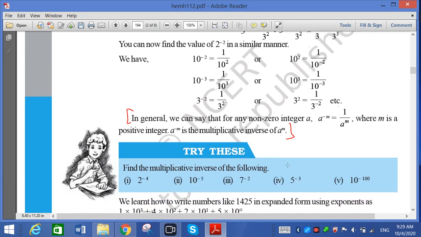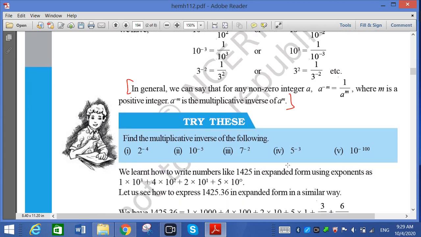Now we go for the multiplicative inverse. Find the multiplicative inverse of the following. For 2 to the power minus 4, I have to write 1 upon 2 to the power 4. Now 10 to the power minus 5: I have to write 1 upon 10 to the power 5. So whenever a negative power is there, I remove the negative sign and write the term in the denominator. So 7 to the power minus 2: I write 1 upon 7 to the power 2. It is easy, you can write it yourself. I have already completed 5 sums.